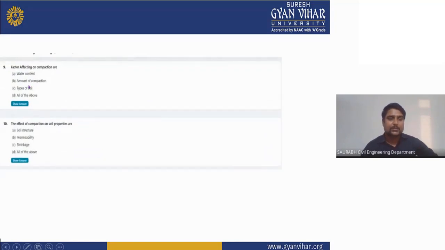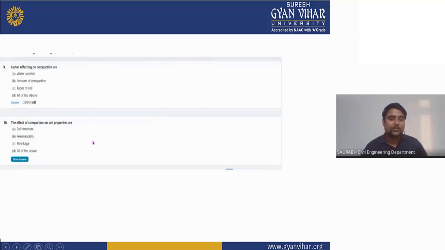Come on the next question. Factors affecting compaction are: what will be the factors affecting the compaction? You will see here water content, amount of compaction, types of soil, and all of the above. Here it is asking which factor can affect the compaction of a soil. As we know, water content can affect the compaction of soil. Amount of compaction can easily affect your soil. Types of soil will affect your soil. So the right answer will be all of the above. D will be your right answer here.